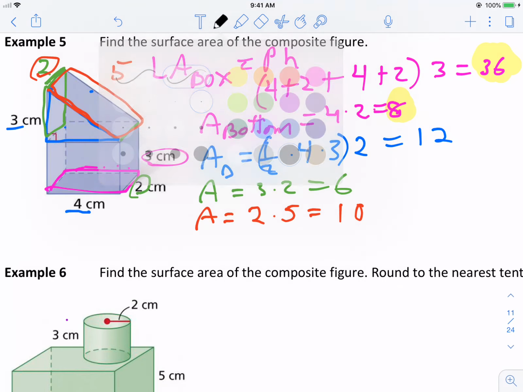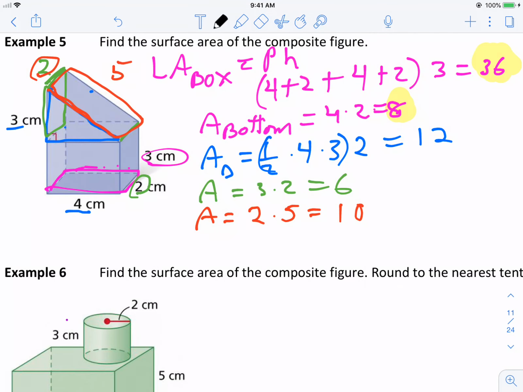And we need to add up all of these individual surface areas to get this full, complete composite area. Okay? So we have those values together. We can do 36 plus 8 plus 12 plus 6 plus 10, giving us a total surface area of 72. We do want to put units with our final answer, square centimeters.